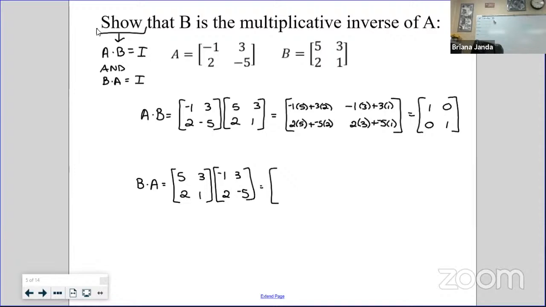So when we do multiplication, you do first row times first column. You do first number times first number. So it'd be -1 times 5, and then plus 3 times 2. And then we repeat that process with every combo of rows and columns.